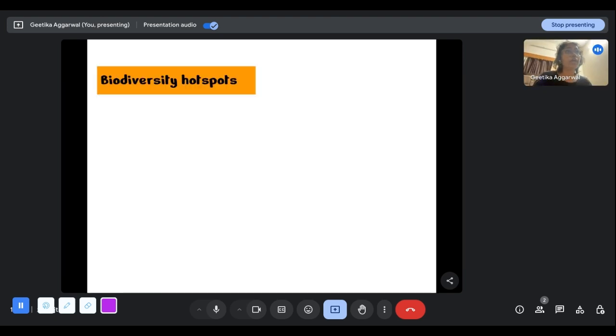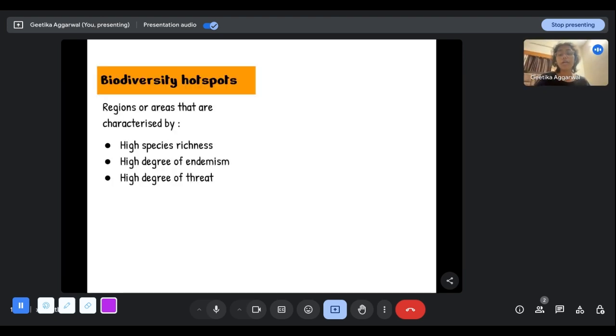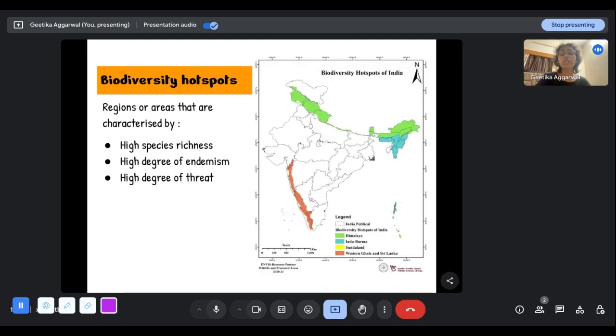Now, you might already be aware of what biodiversity hotspots are. Biodiversity hotspots are regions with a high level of species richness, a high degree of endemism, and a high degree of threat, meaning the species found here are vulnerable. In India, we have four different biodiversity hotspots. There are the Himalayas, the Indo-Burma area, the Western Ghats and Sri Lanka, and the Sundaland in the Andaman and Nicobar Islands. So these are the biodiversity hotspots.